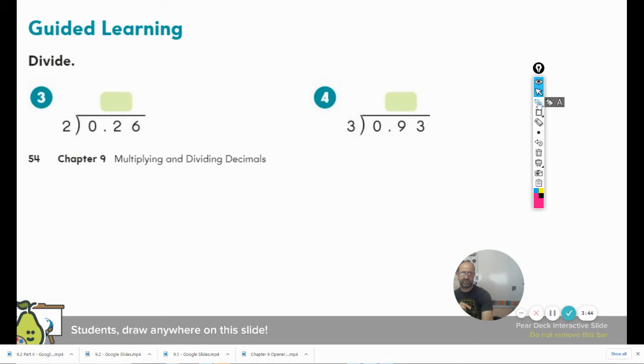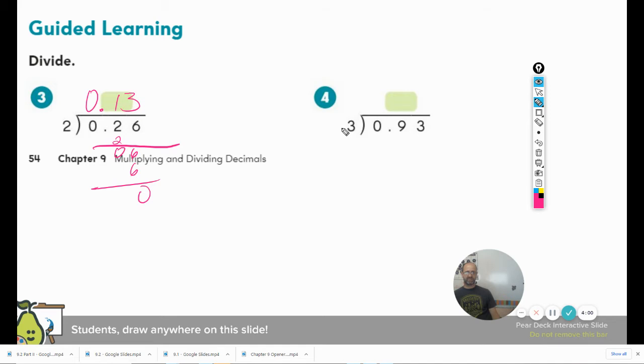Get over there. Okay. So 2 doesn't go into 0, so I jump to the next place. 2 goes into 2 once. 1 times 2 is 2. Subtract. Bring down the 6. 2 goes into 6 3 times. How nice and neat. Never getting a remainder.